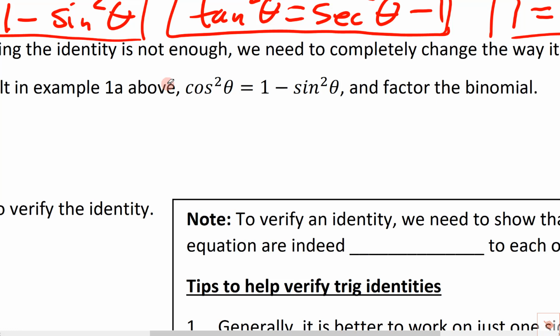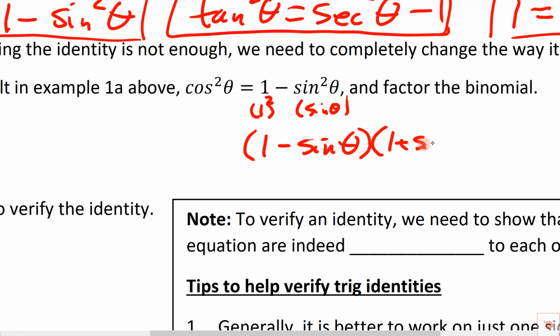Difference of squares. Ooh, very good. Would you say that nice and loud, Jack? Difference of squares. This is a perfect square of 1, and this is a perfect square of sine theta. So this factors to 1 minus sine theta and 1 plus sine theta.